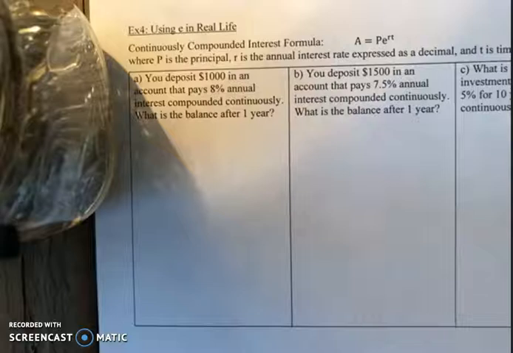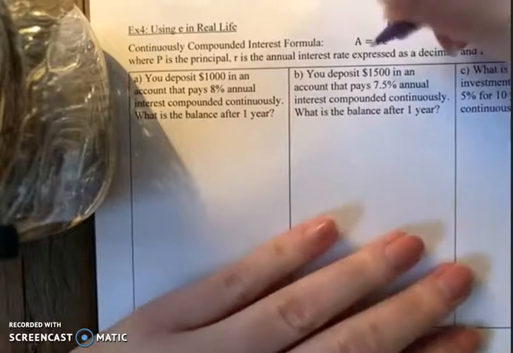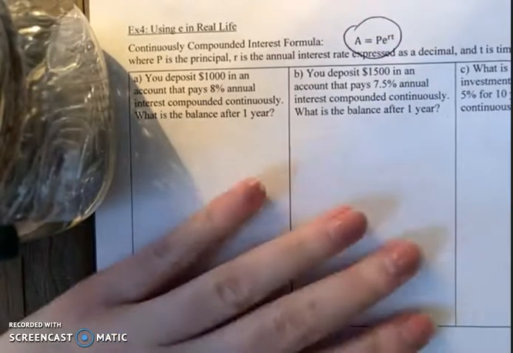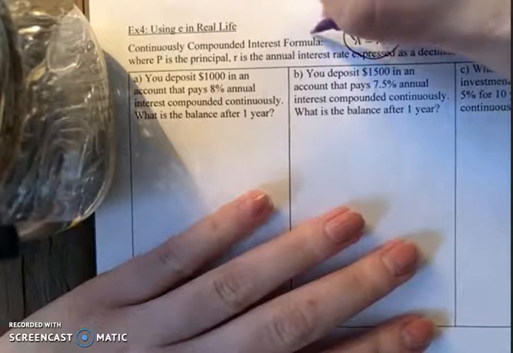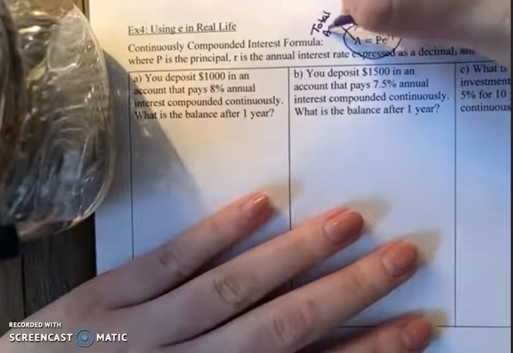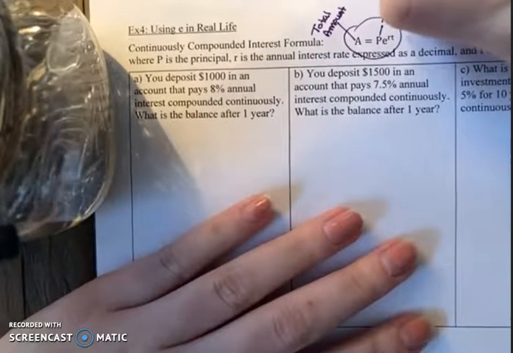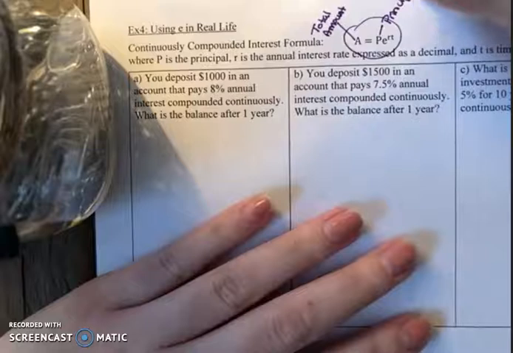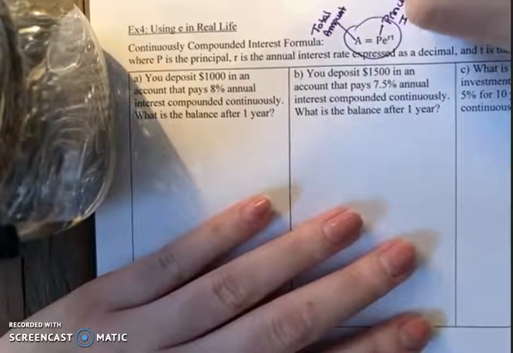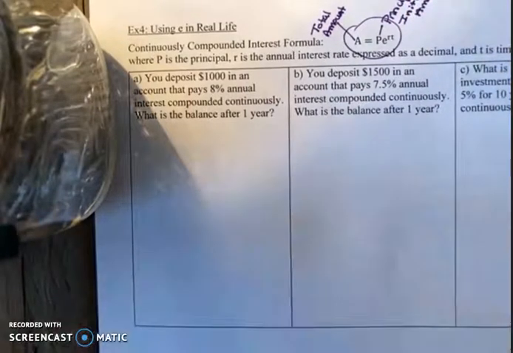Example 4 shows us when we use the natural base in real life, and the most common example is when something is compounded continuously, and that would be like interest. So let's say we were looking at this equation right here. I just want to go over what each part represents. A would be the total or the final amount. P stands for principal, or your initial amount, the amount that you start with.